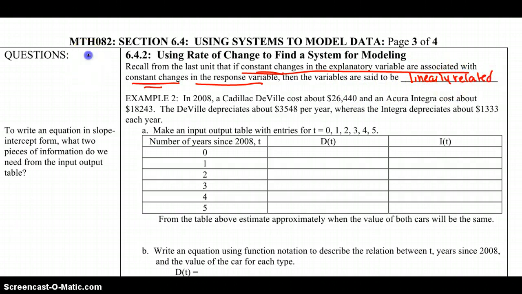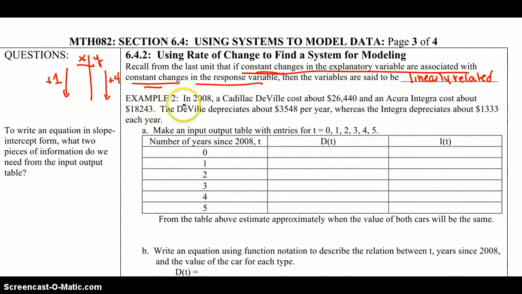So in the last unit, we would make some XY tables, and here if we were always adding 1, and over here let's say we were always adding 4, so we had constant changes in X associated with constant changes in Y, then we said that the data were linearly related. When we plotted these ordered pairs and connected the dots, we got a straight line.